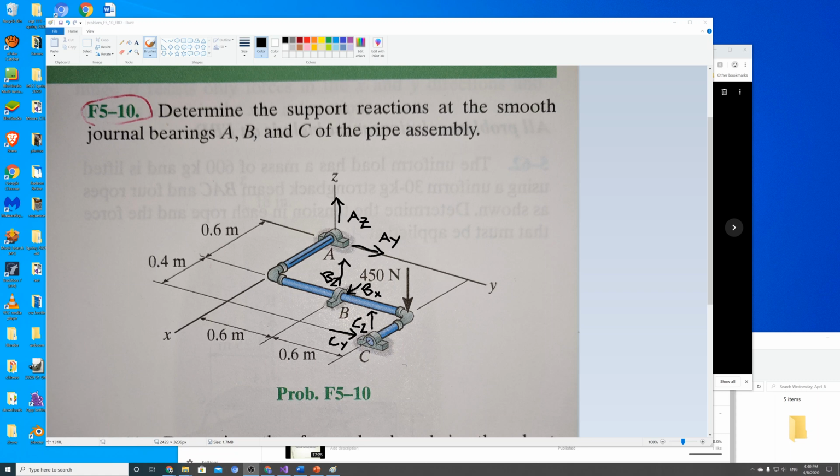You'll see that this one can slide back and forth here at B, so there's no reaction in the y direction. And the C one, you'll notice that it can slide back and forth along the x, just like A. And so there's no reaction in the x direction. So at this point, you have six unknown reactions that we need to determine.